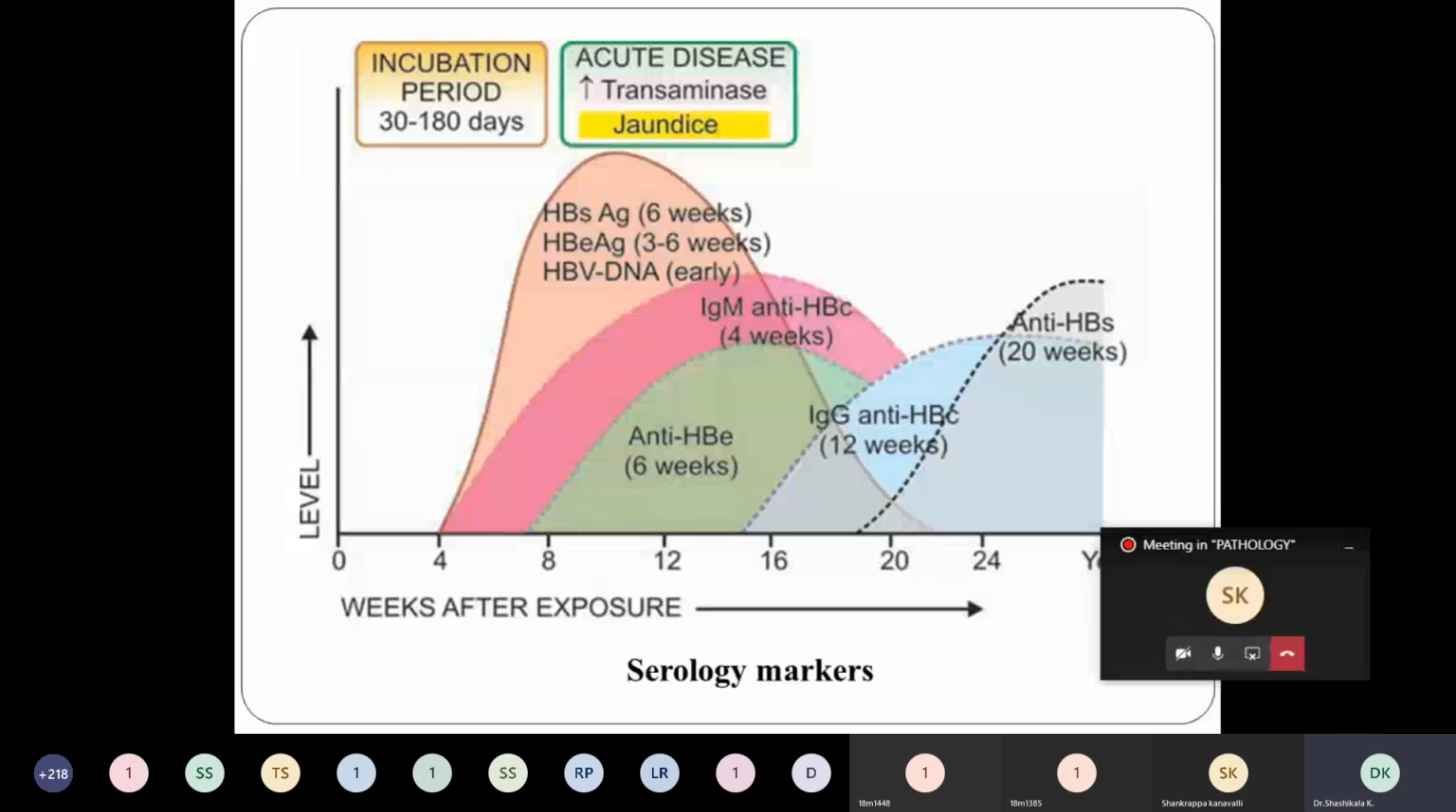So here you have a graph which describes the antigens as well as the antibodies. You have the incubation period of 30 to 180 days. And in acute disease, you have the elevation of the enzymes as well as jaundice. So what are the antigens being raised? At 6 weeks of exposure, you have HBsAg. At 3 to 6 weeks, you have HBeAg. HBV DNA, you have early exposure. So you have the antibodies like IgM anti-HBc at the level of 4 weeks, then anti-HBe at 6 weeks, IgG anti-HBc at 12 weeks, and anti-HBs at 20 weeks.